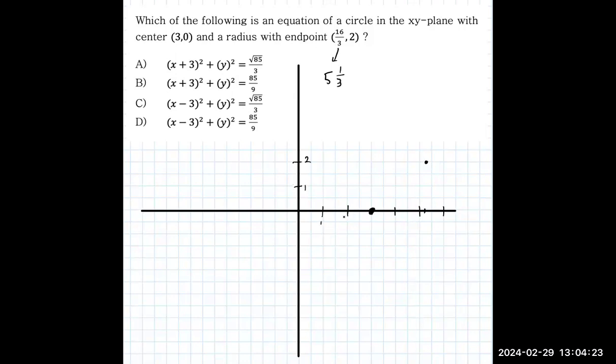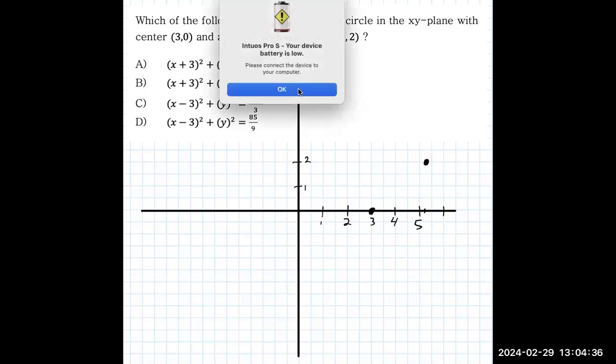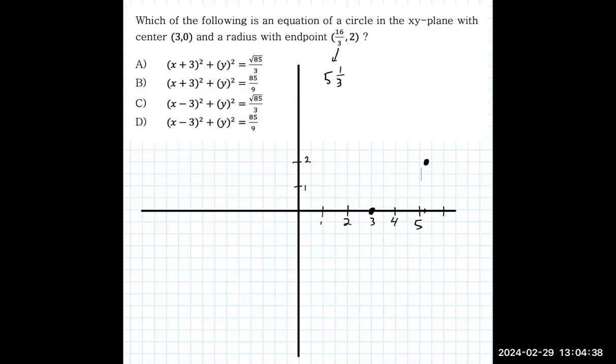1, 2, 1, 2, 3, 4, 5. Okay, so we've got 3, 0, and 5 1/3, 2. And that is our radius and our endpoint. So let's go ahead and put a circle in that picture that fits this description. And it looks a little bit like that.